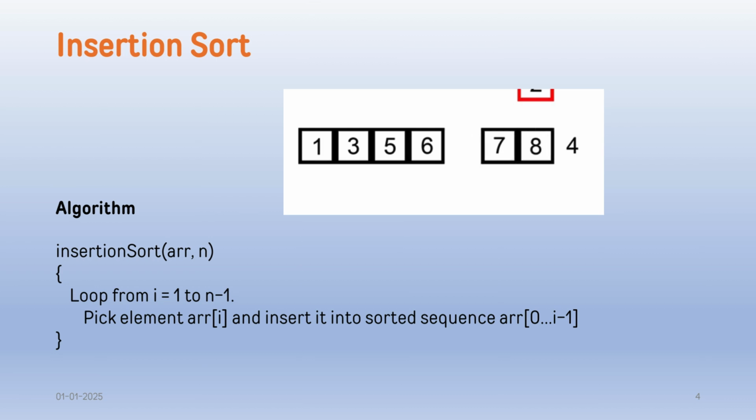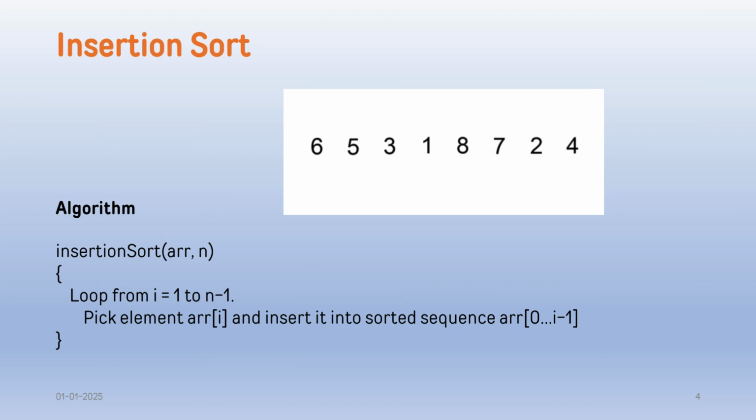If A2 is less than A0, we need to shift both A0 and A1 one index right, that is, assign the value of A1 to A2, then assign A0 to A1, and finally put the value stored in the temporary variable in A0. This process repeats till we reach the last index of the array.